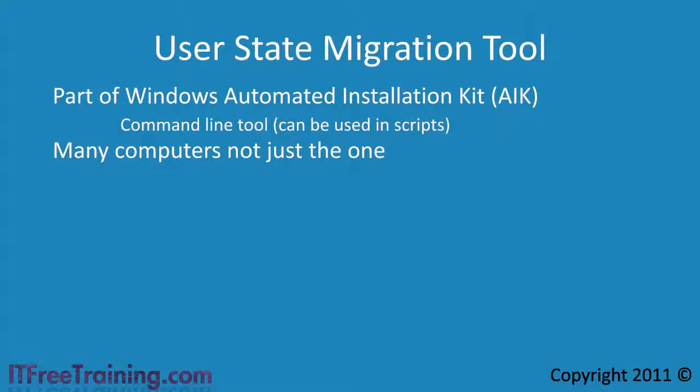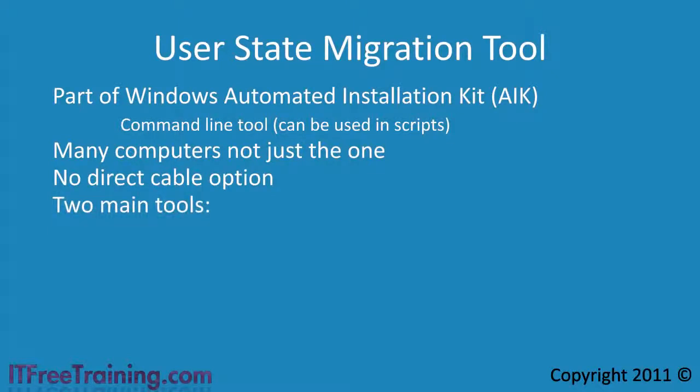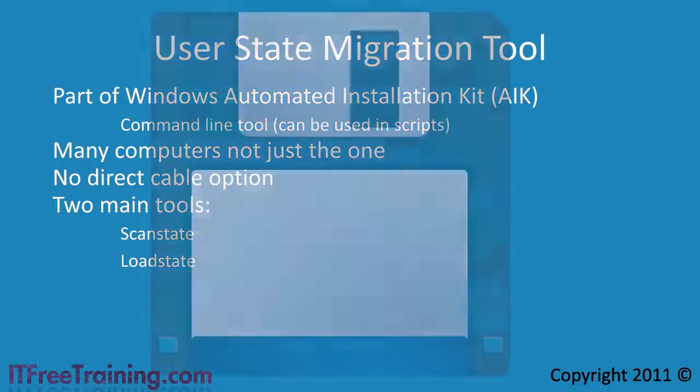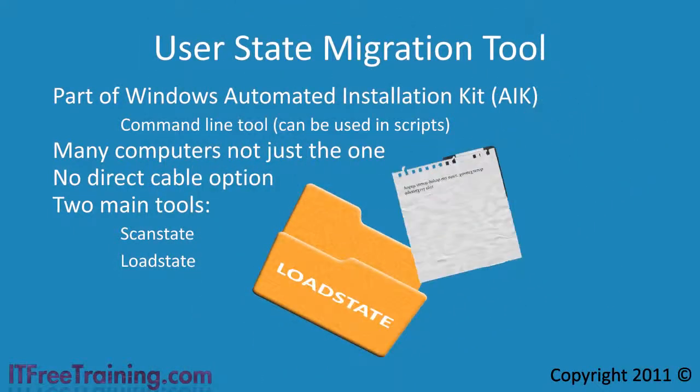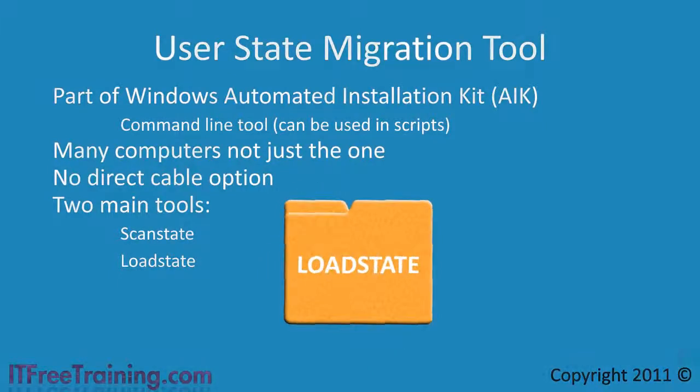The big disadvantage with the User State Migration tool is that there is no option to transfer settings via a direct cable connection. You need to store the data created by the User State Migration tool on an intermediate storage, usually a network drive. There are two executables related to USMT. These are Scan State and Load State. Scan State saves the settings while Load State loads the data saved by Scan State and applies it to the computer.